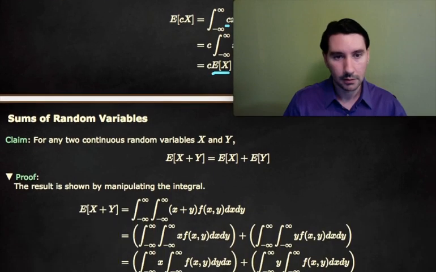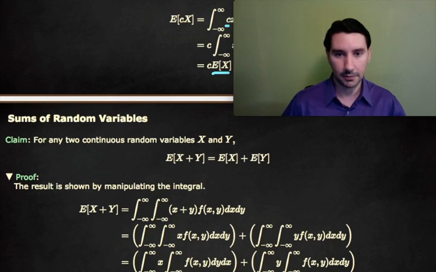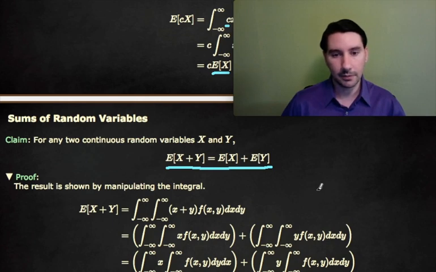Also, given two continuous random variables, X and Y, the expected value of X plus Y equals the expected value of X plus the expected value of Y. So that held for discrete random variables. It also holds for continuous random variables.